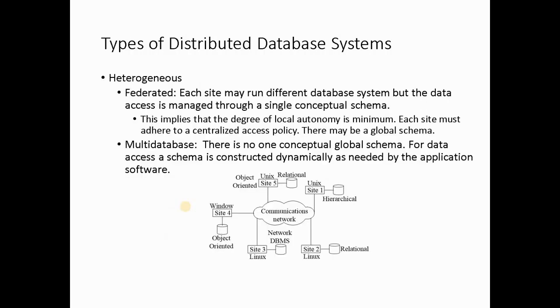And then heterogeneous, you have two types, federated and multi-database. In federated, each site may run different database systems, but the data access is managed through a single conceptual schema. So for example, we have site 1 hierarchical with Unix, relational with Linux, site 2, site 3, network DBMS with Linux, and so on. Then we have multi-database, which means there's no one conceptual global schema. The data access schema is constructed dynamically by the application software.